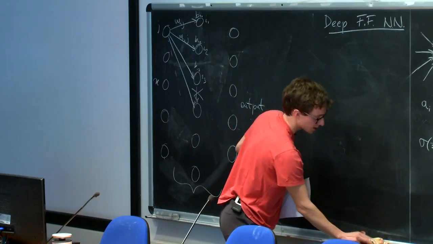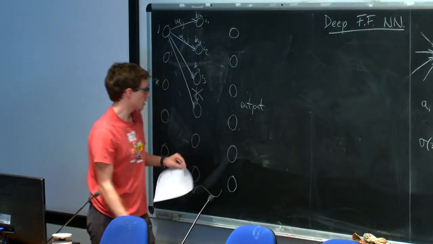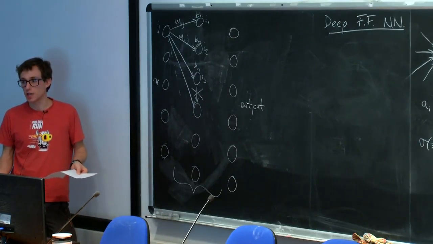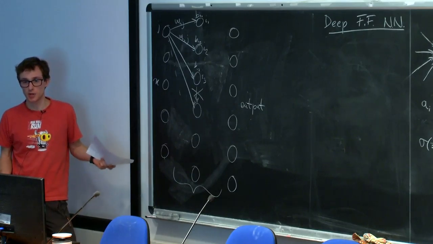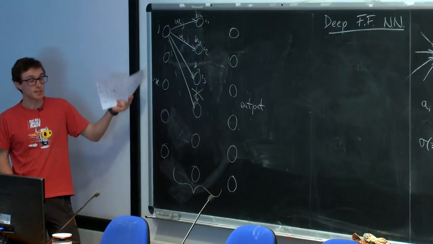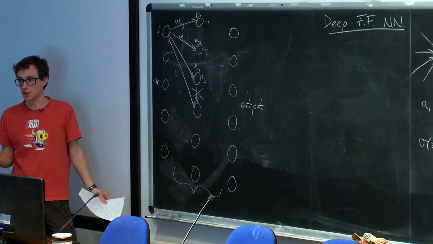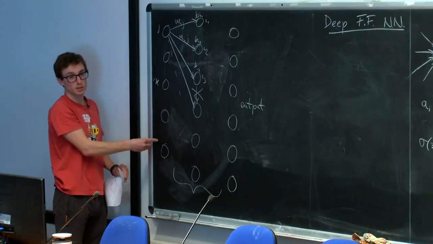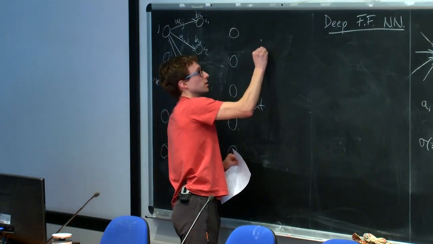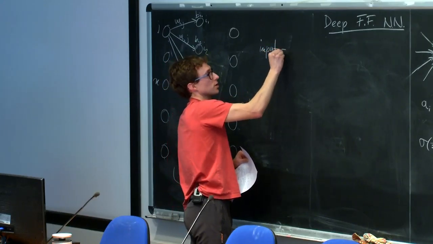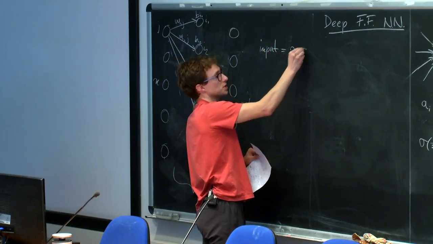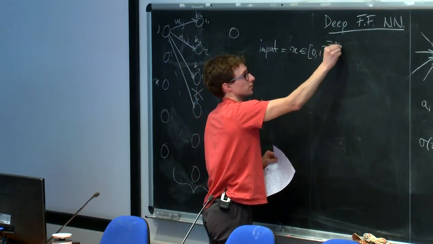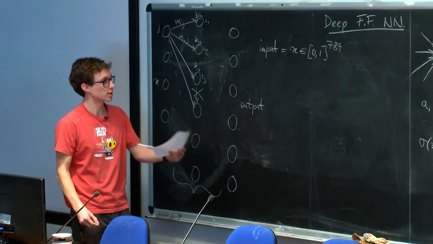Now we discuss how to choose the input layer. The input layer is, for example in image recognition, all the pixels of my picture, okay? So I will feed here a vector, okay? The input is a vector x, which is in the space {0,1}^784, which is, I guess, yeah, 28 times 28.